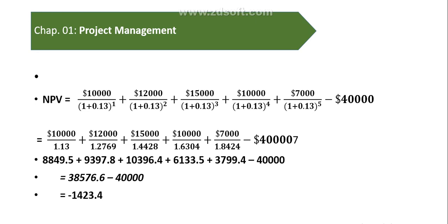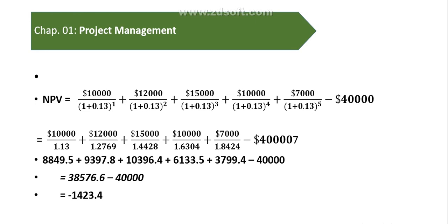10,000 divided by 1.13, which is 1 plus 0.13 to the exponent of 1, so first I add 1 to 0.13 and it becomes 1.13. 1.13 to the exponent of 2 means 1.13 should be multiplied twice with itself. 1.13 to the exponent of 3 means 1.13 multiplied by 1.13 multiplied by 1.13, 3 times, and the same for 4 times and 5 times.